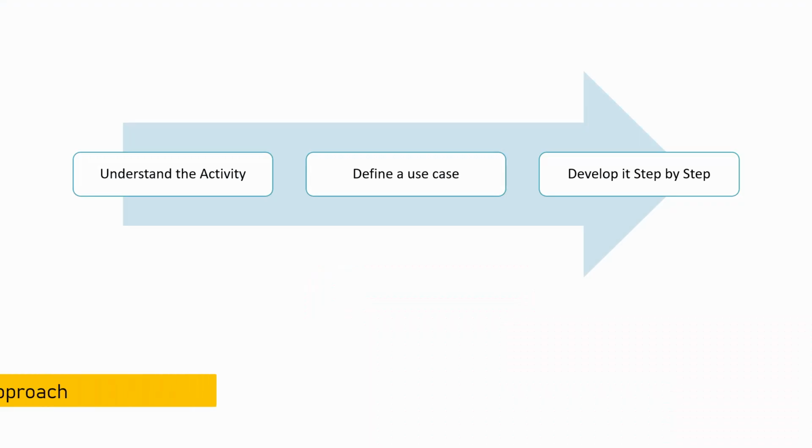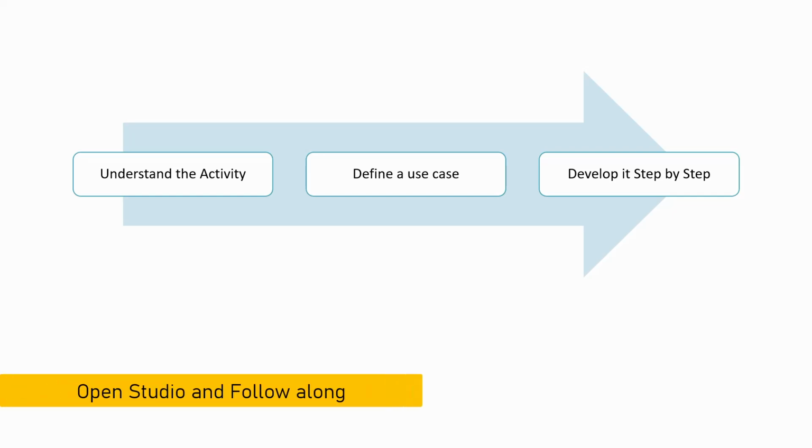This would be the approach which we are going to take in these activities. First of all, we are going to understand what exactly the activity is. That would be the theoretical part. Then we are going to define a small use case, which would be a pretty basic one. And then that use case we are going to develop in a step-by-step manner by using the GenAI activities along with RPA. I request you, please open your UiPath Studio and follow along to get a better understanding of these activities.